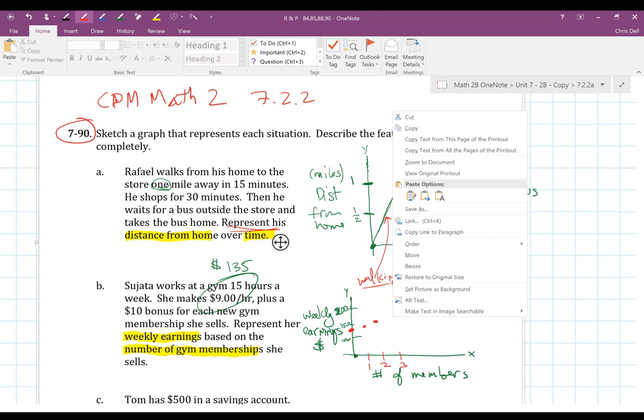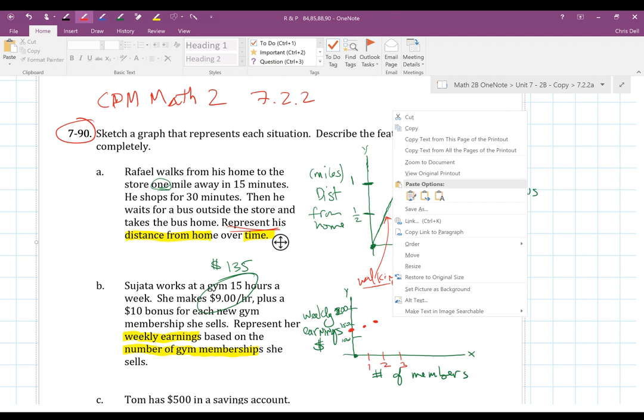All right, so if you notice, basically every time she sells a membership, she's climbing just $10, right? 4 memberships, $10 more. So it's always the base pay. And notice I'm not going to connect my dots because she can't sell 1.5 memberships or 2.5 memberships. It's a discrete situation where it's just these dots. All right. I think that's good enough. That shows that one. Let's move on to the next one.